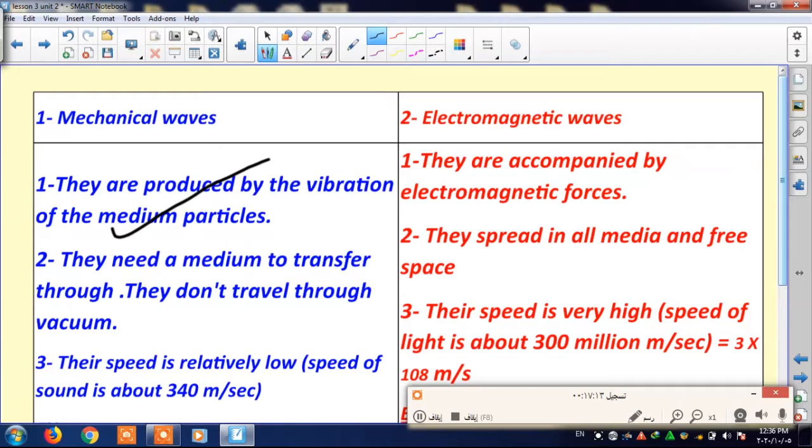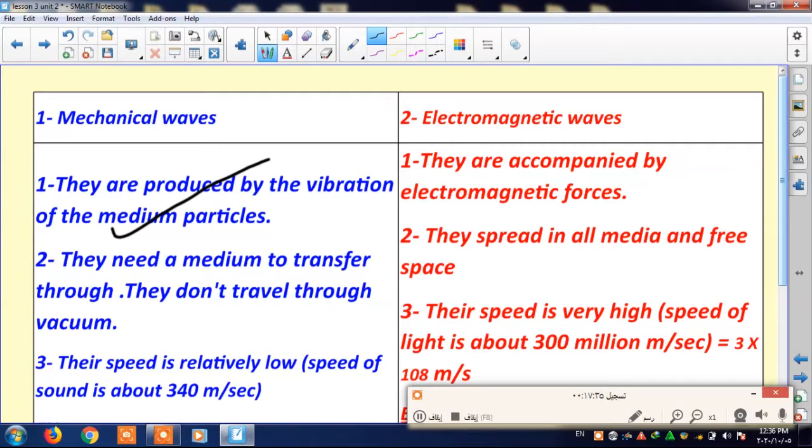Number two, a mechanical wave needs a medium to propagate through. What is meant by a medium to propagate through? If you want to see the water wave, we can't see it without water. So the water is the medium needed for the water wave to be observed.